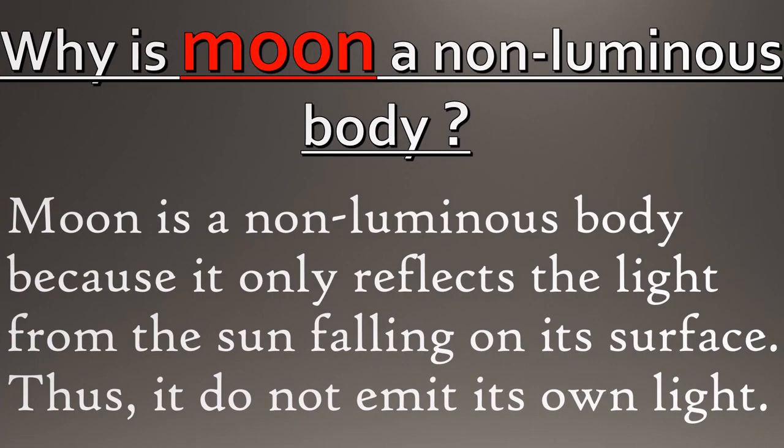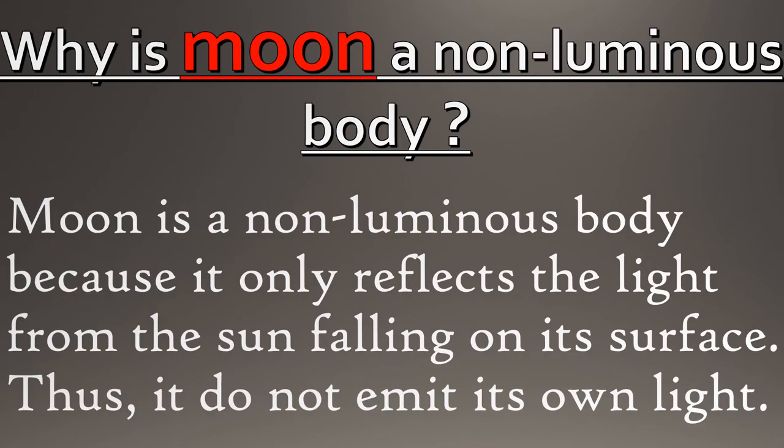After learning about luminous and non-luminous objects, I come across this interesting question. It states, why is moon a non-luminous body? Let's find out the answer. Moon is a non-luminous body because it only reflects the light from the sun falling on its surface. Thus, it does not emit its own light.